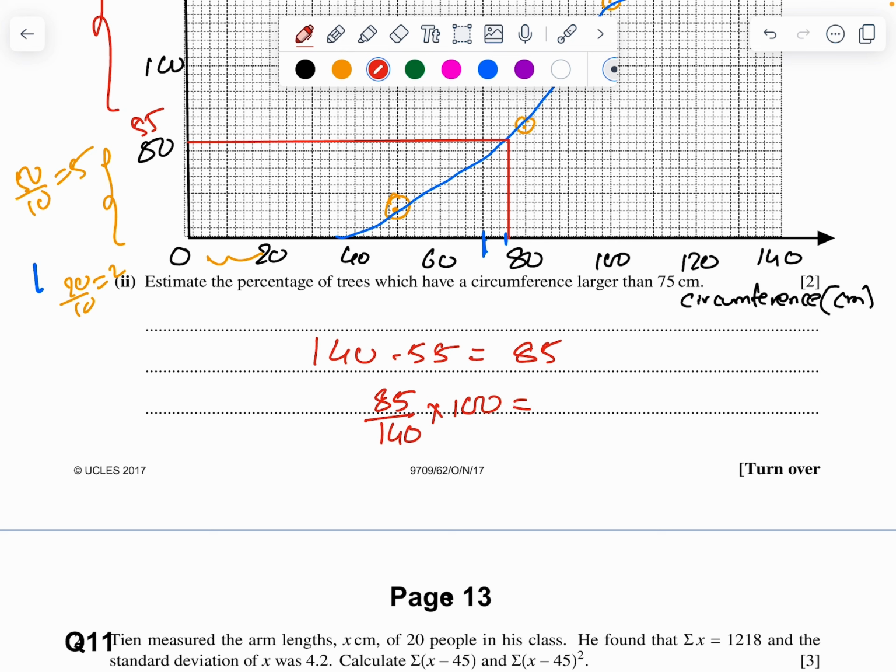I take the calculator, then 85 divided by 140 should give me something around 60.7 percent. And the mark scheme says anything between 60.5 to 64.5 is going to be the correct answer. So the answer we got is correct.